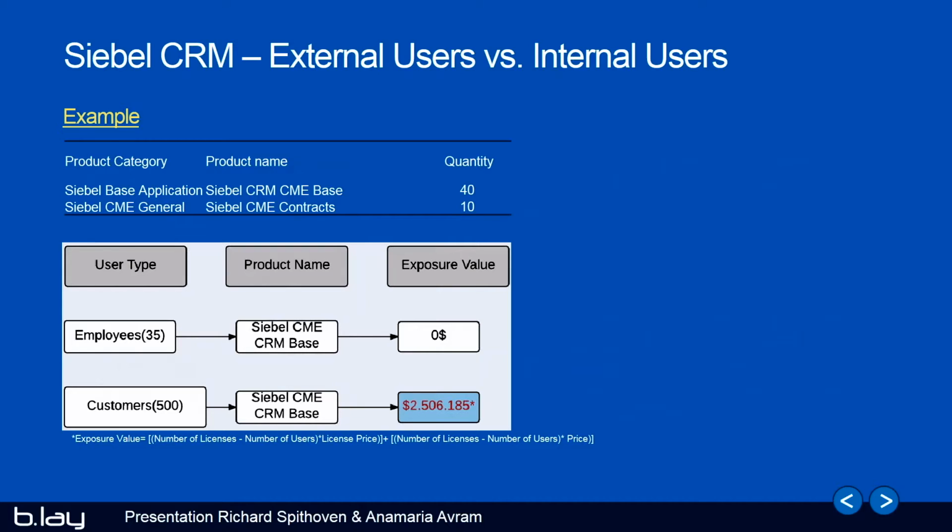Those 35 employees have access to the base product. So yeah, they are covered by the 40 available licenses. And the 500 customers, somehow they also received access to the Siebel Communication Media Energy CRM base. In this situation, the exposure value for this specific customer will be around $2.5 million, which is quite large, I would say.